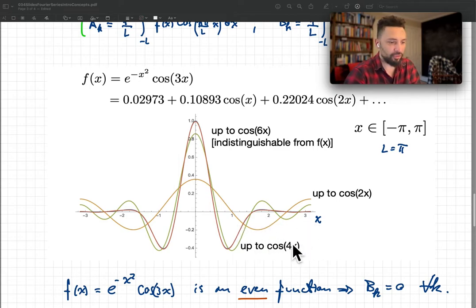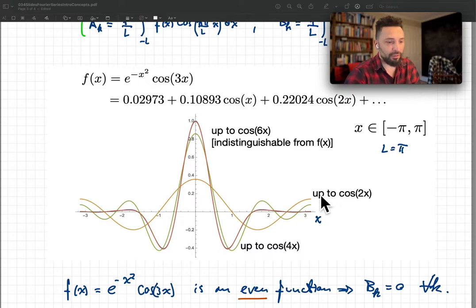So our function here would be in blue, and you cannot really see it because it's obscured behind the cosine of 6x term, or not just the term, but the expansion all the way to cosine of 6x is basically indistinguishable from our function f of x. So imagine that the orange curve then is completely covering the blue curve, which is the exact function.